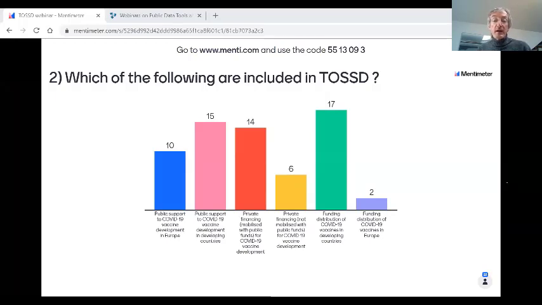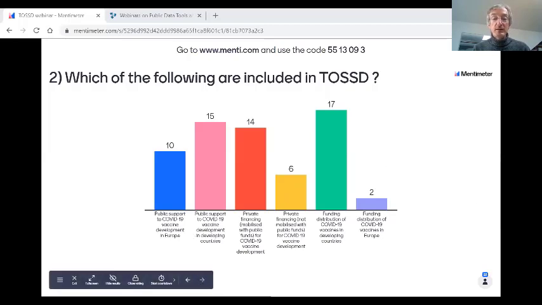Funding distribution of COVID-19 vaccines in developing countries is TOSSD eligible under Pillar 1, no doubt. Funding distribution of COVID-19 vaccines in Europe, that is not TOSSD eligible. You have the same reasoning as for climate adaptation. You have resources spent in, say, Europe for benefit to the European population, because we're talking distribution of vaccines for the European population. So no benefit for TOSSD eligible country, not TOSSD eligible.